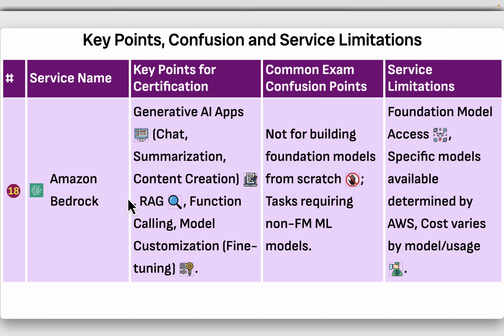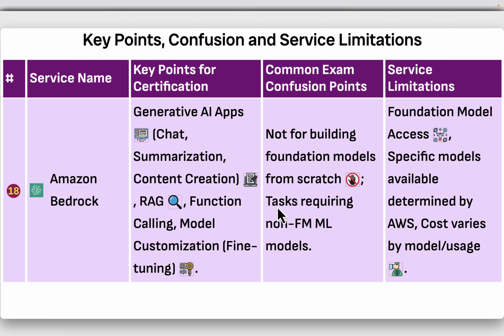So basically you take foundation models from, let's say, Amazon, Anthropic, Meta, OpenAI, but you cannot develop them directly. You have to start with some existing model and then customize it, or put retrieval augmented generation on it, like you can put your own custom data with foundation models and then start answering questions based on that. It is also not for tasks requiring non-FM foundation models.